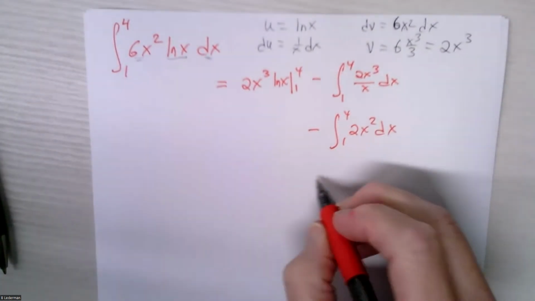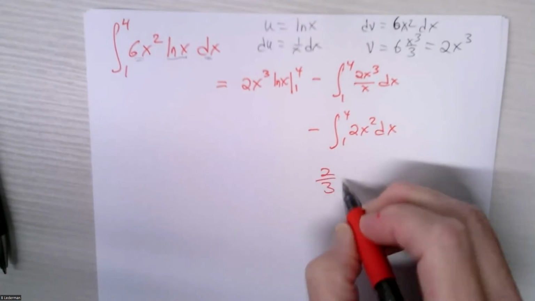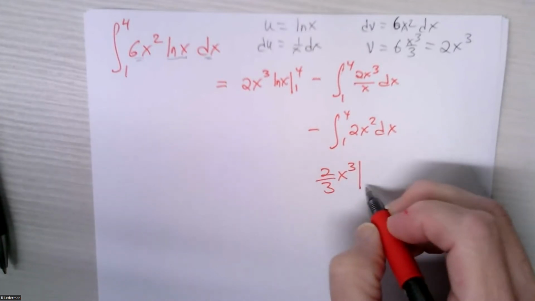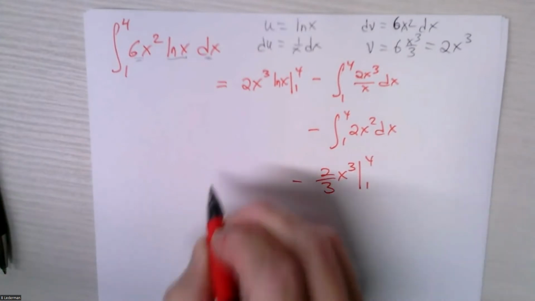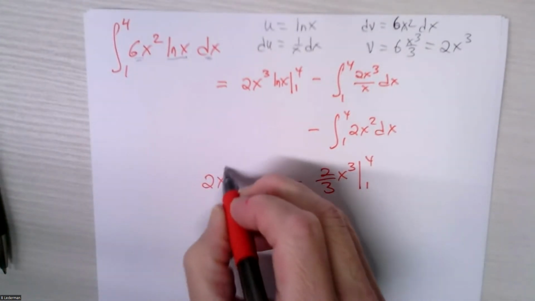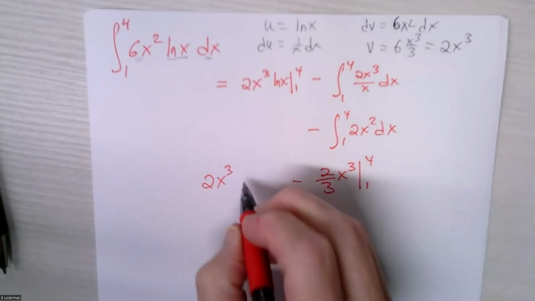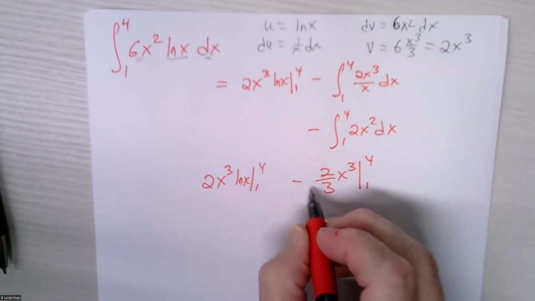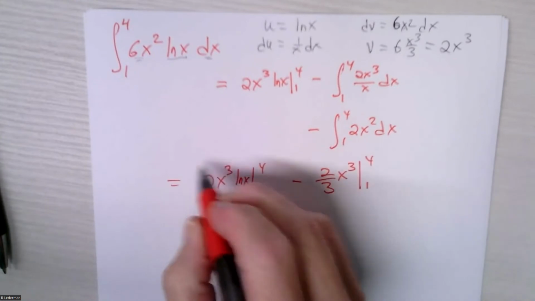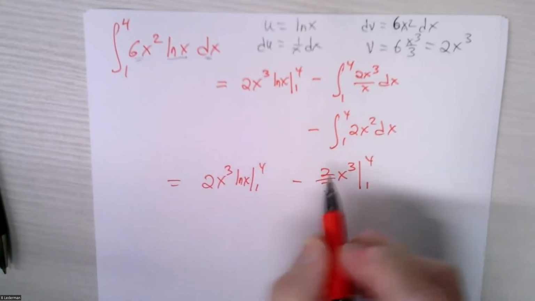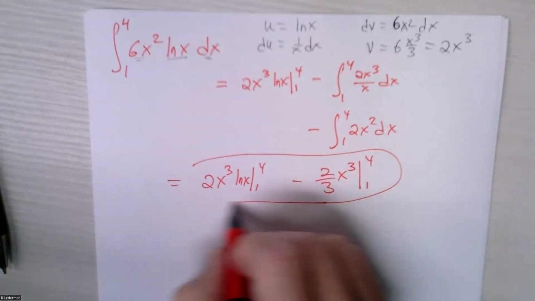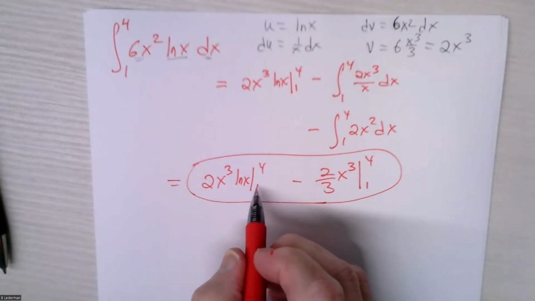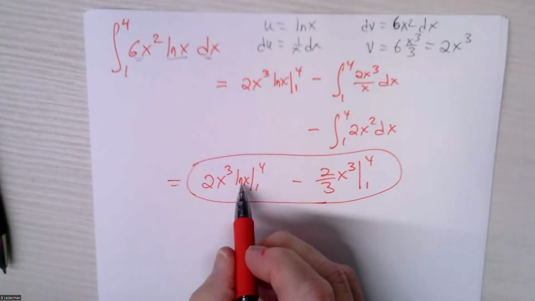And that's just going to be 2/3 x cubed, but again, evaluated from 1 to 4. So my final answer is going to be 2x cubed ln x evaluated from 1 to 4 minus 2/3 x cubed evaluated from 1 to 4. This is kind of the final answer, except now we have to plug it in. I'll tell you one thing. When x equals 1, ln of 1 is 0. So that's going to be nice.